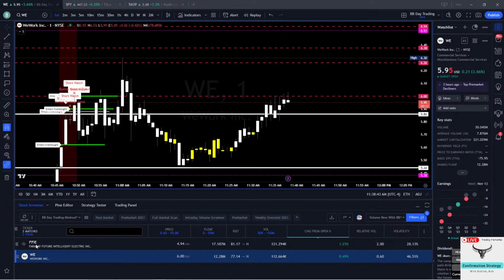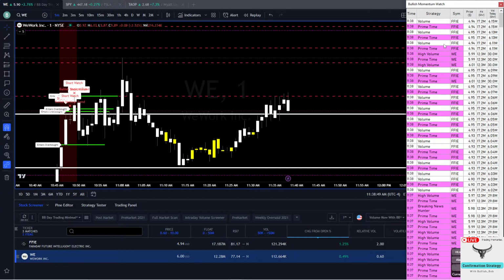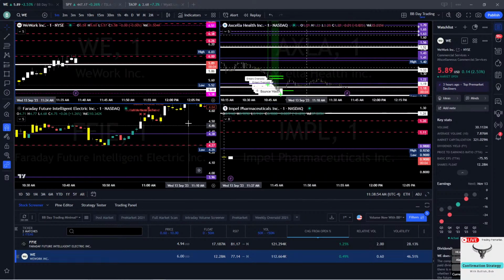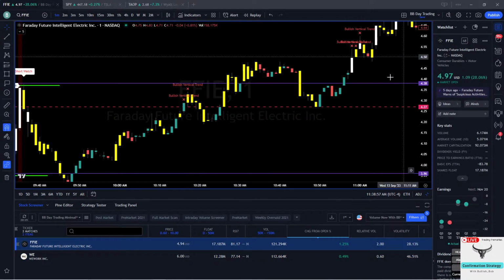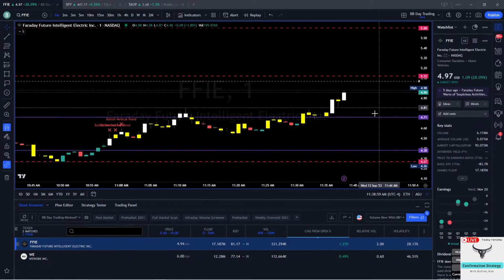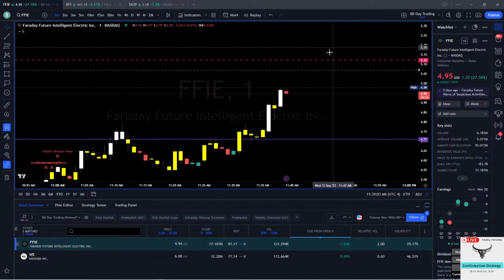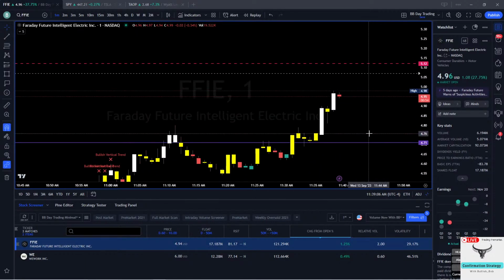That's a lot higher. Look, we've got FFIE and WE down here on the scanners. On the right-hand side, we can see that FFIE is just jamming right now, making some noise. Let's see what that one's doing. Looks like it's starting to take over in the volume a little bit. Yeah, we're getting those white candles now. Look at this. Holding resistance at $5. It hit $4.98, 2 cents shy of the 5.